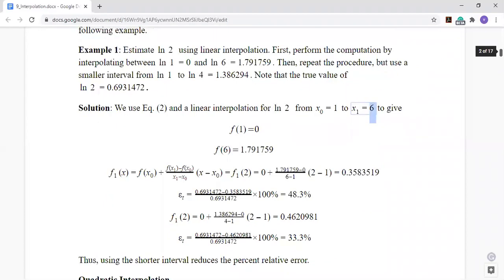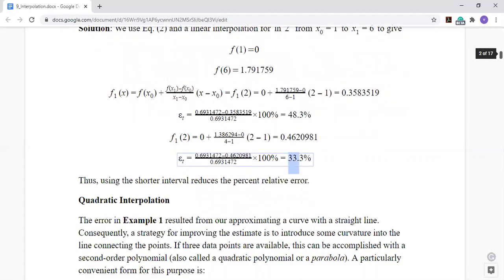So let's try that. In this question, we are asked to repeat the procedure, but using a smaller interval. So instead of using x naught is equal to 1, then x1 is equal to 6, we want to use x naught is equal to 1 and x1 is equal to 4. So we want to use a smaller interval. If we do that, we'll get the value of the function at this value of x, which we are looking for. And when we measure the error, the true error has reduced. Previously it was 48%, now it dropped to 33%. So the error is still large, but it reduced a bit because we're using a shorter interval.